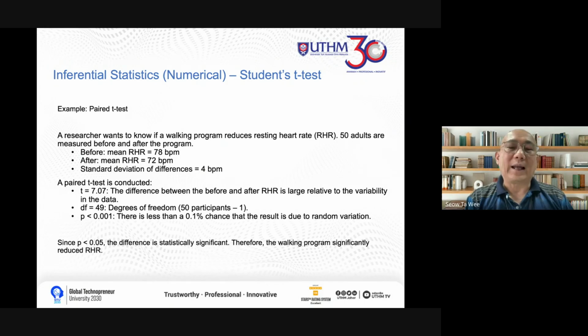Since P is less than 0.05, here P is 0.001, the difference is statistically very significant. Therefore, the walking program significantly reduces RHR. Yeah.